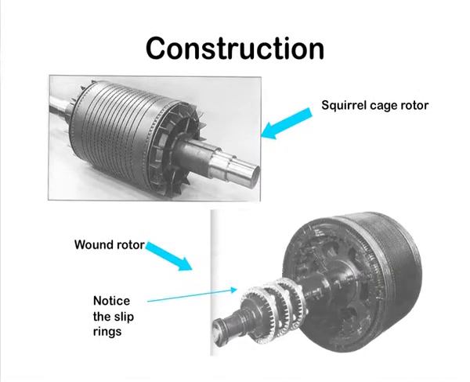Now, you can look to the screen. There are two images there. One is of the squirrel cage rotor. You can see the shape of the rotor looks like the cage of a squirrel, and that is why it has been named so. Now, in the wound rotor induction motor, you can see slip rings. These slip rings make the cost high, and that is why they are rarely used.